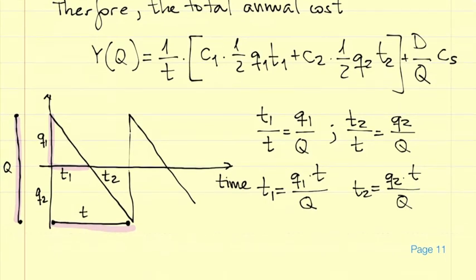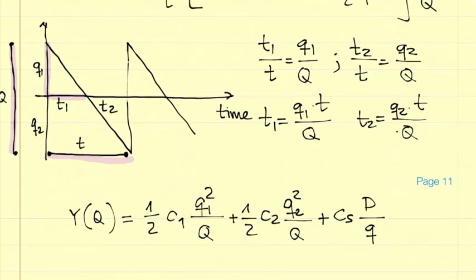So putting this into the formula above, the total annual cost equals 1 divided by 2 C1 Q1 square divided by Q plus 1 divided by 2 C2 Q2 square divided by Q plus CS D divided by Q. Okay.